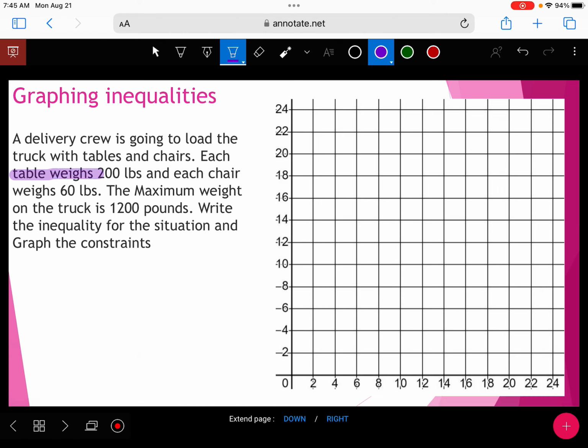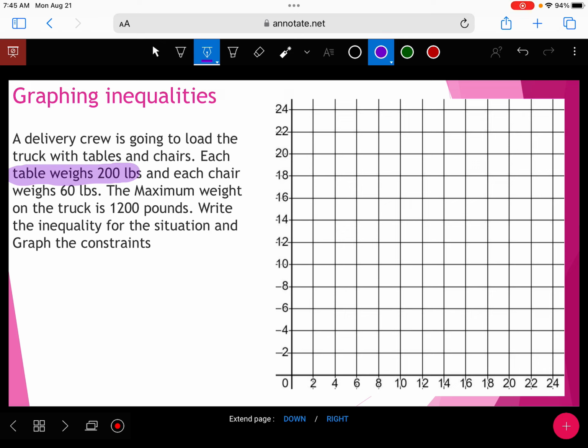How could I write that each table weighs 200? True. T equals 200, but do we need to know how much each table weighs, or do we need to know how many tables? How many tables? So if each table weighs 200, how much are the total number of tables going to weigh? Yeah, it's going to be times 200, right?